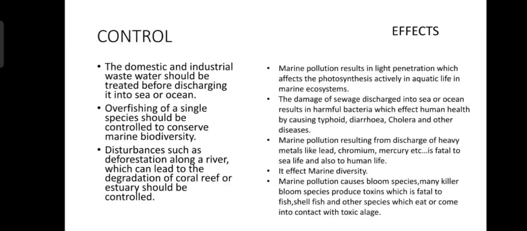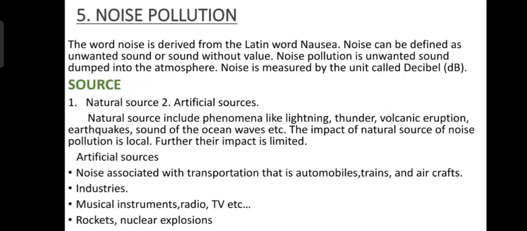Disturbances such as deforestation along the river, which can lead to the degradation of coral reef or estuary, should be controlled. Effect: marine pollution results in reduced light penetration, which affects photosynthesis in the marine ecosystem. Marine pollution resulting from discharge of heavy metals like lead, chromium, mercury, etc. is fatal to sea life and also to human life. It affects marine diversity and causes bloom species. Many killer bloom species produce toxins which are fatal to fish, shellfish and other species which eat or come in contact with the toxic algae.